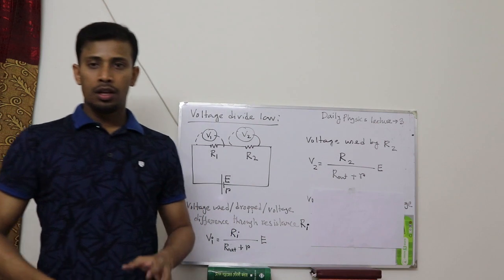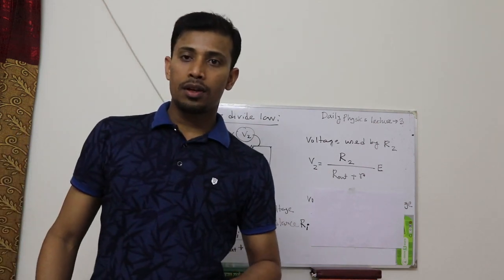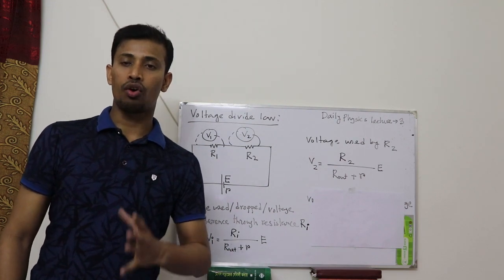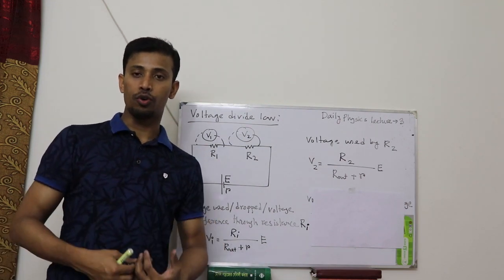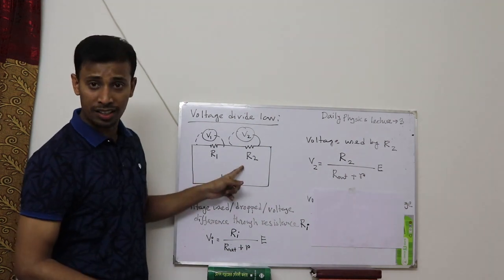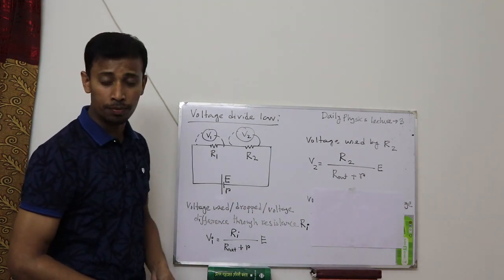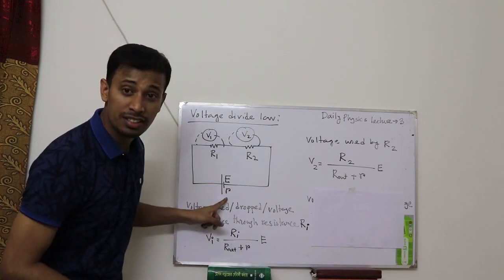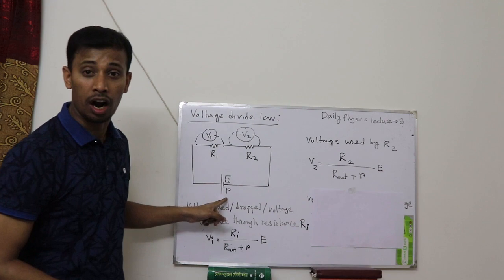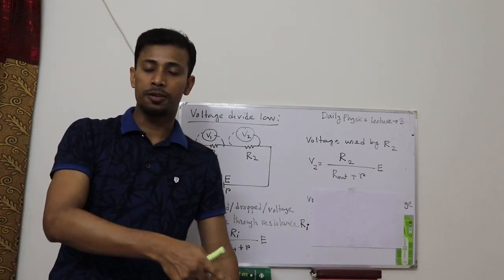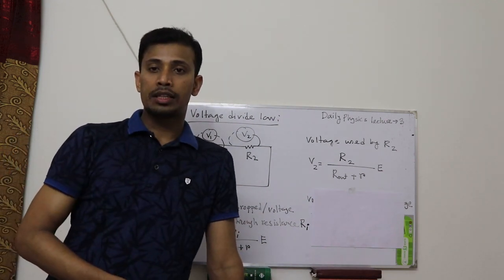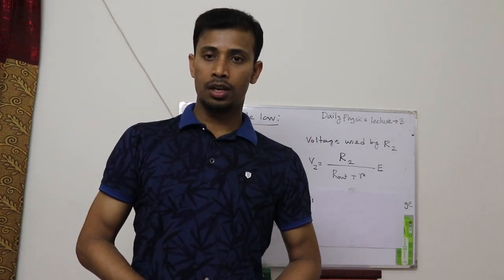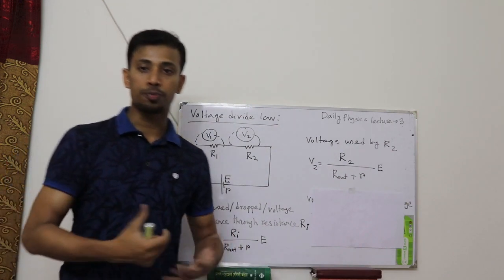Now, for this circuit, how many resistances will consume voltage? There are two external resistances, with voltages used V1 and V2, and there is another resistance, the internal resistance small r. I told you in lecture 1 that internal resistance also consumes some potential. That potential is known as the lost potential.